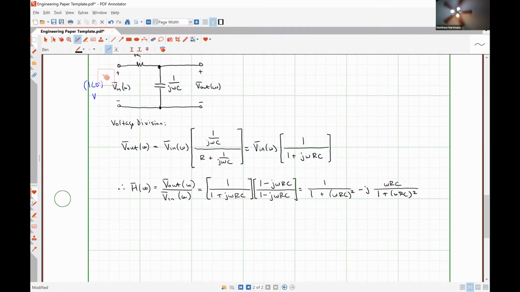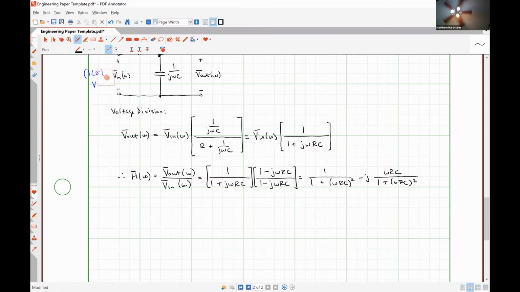Anybody have any questions, comments, or concerns about the complex math I just did there? All righty, so from this, let me go down one more.